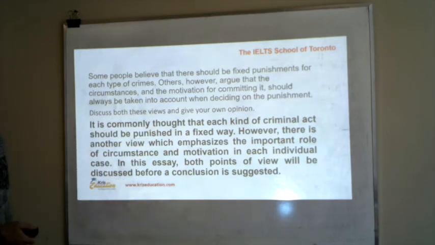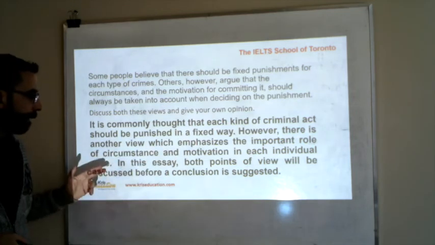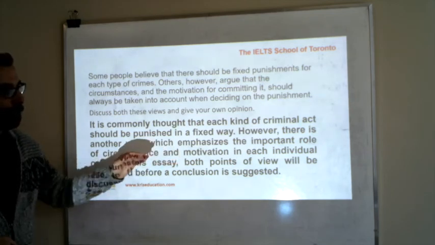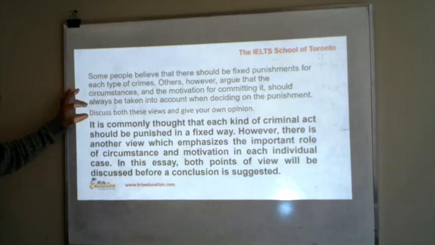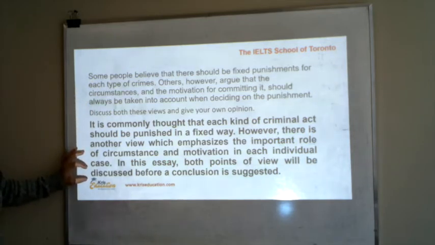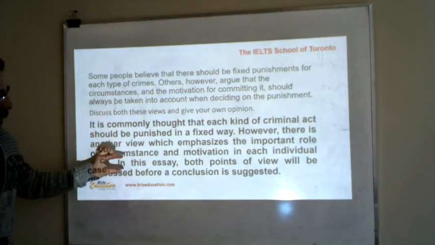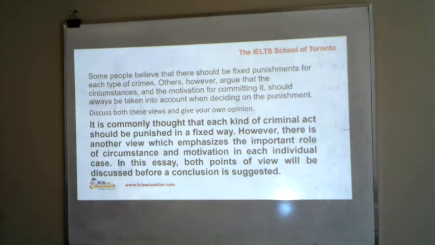memorizing half of the sentence, by memorizing this part: "However, there is another view which emphasizes the important role of..." and just put whatever the focus of the second sentence is here. And we have paraphrased the third sentence, this sentence here, by using a universal sentence that can be used with all the discussion essays. So it is okay to memorize and use this sentence in your discussion essays in IELTS. "In this essay, both points of view will be discussed before conclusion is suggested."